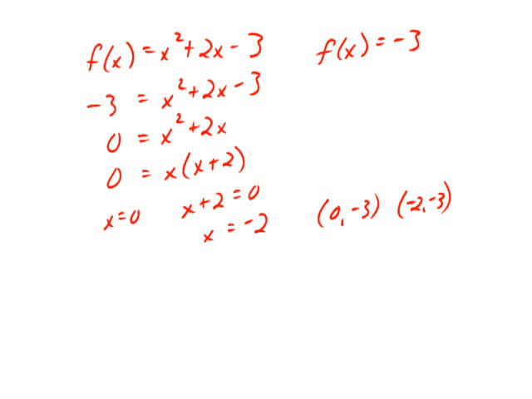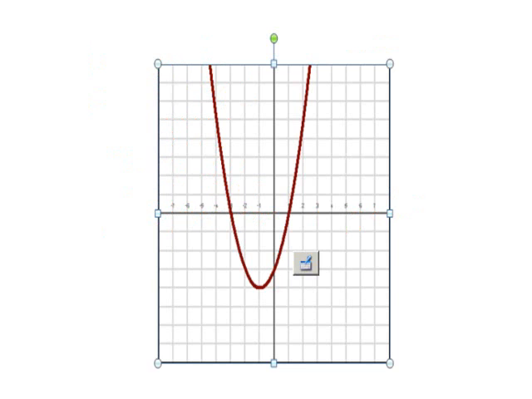If I look at a graph of this function, I want to determine the x values when y is -3. y is -3 down here, intersecting the graph at -2 and at 0.